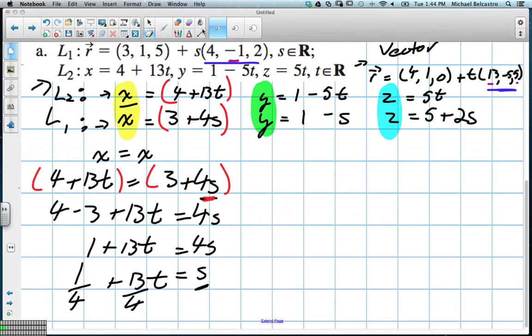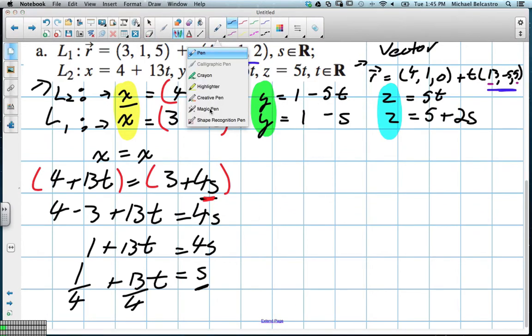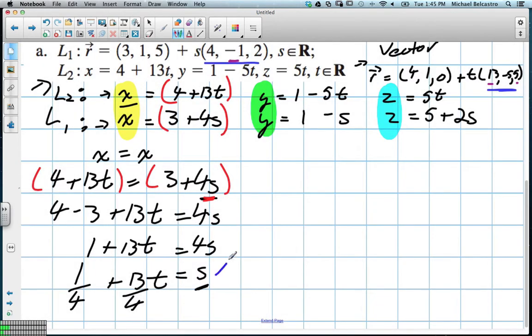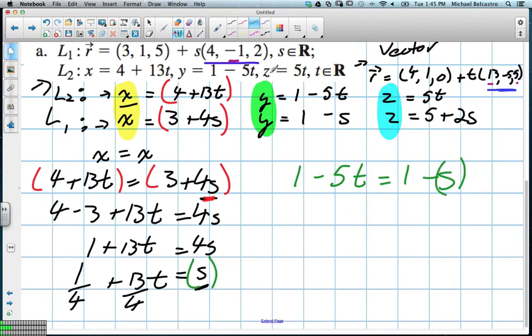Sorry. So now that we have a value of s, we're going to take this s value and plug it in for another pairing, whether it's the y's or the z's. Okay? So let's set the y's up to be equal to each other. I'll do them in green. We have 1 subtract 5t is equal to 1 minus s. Okay? We can now replace s with what we had down here.